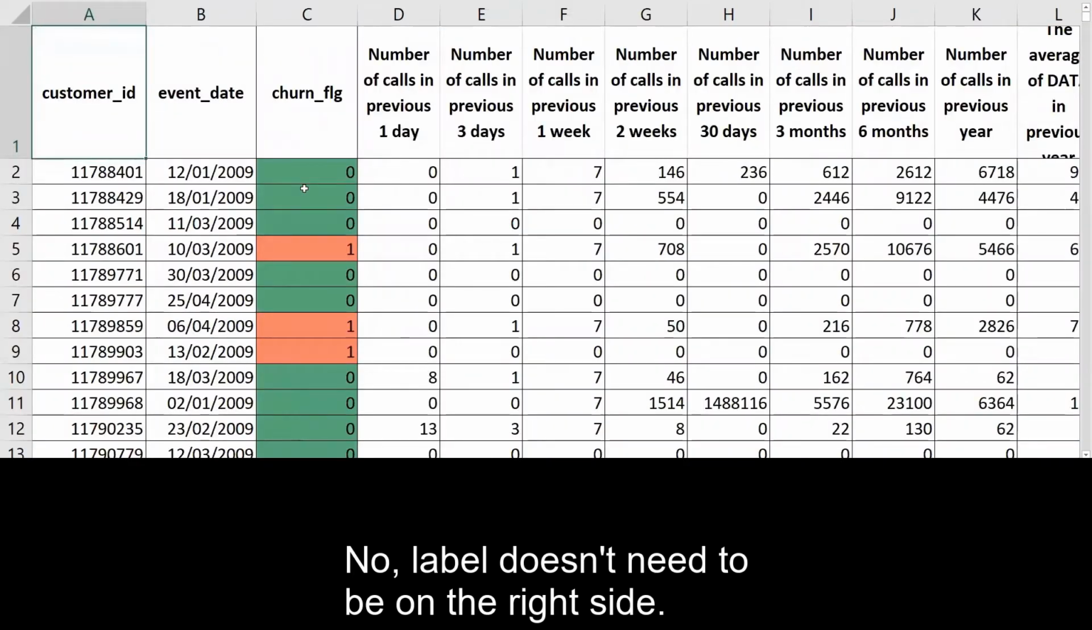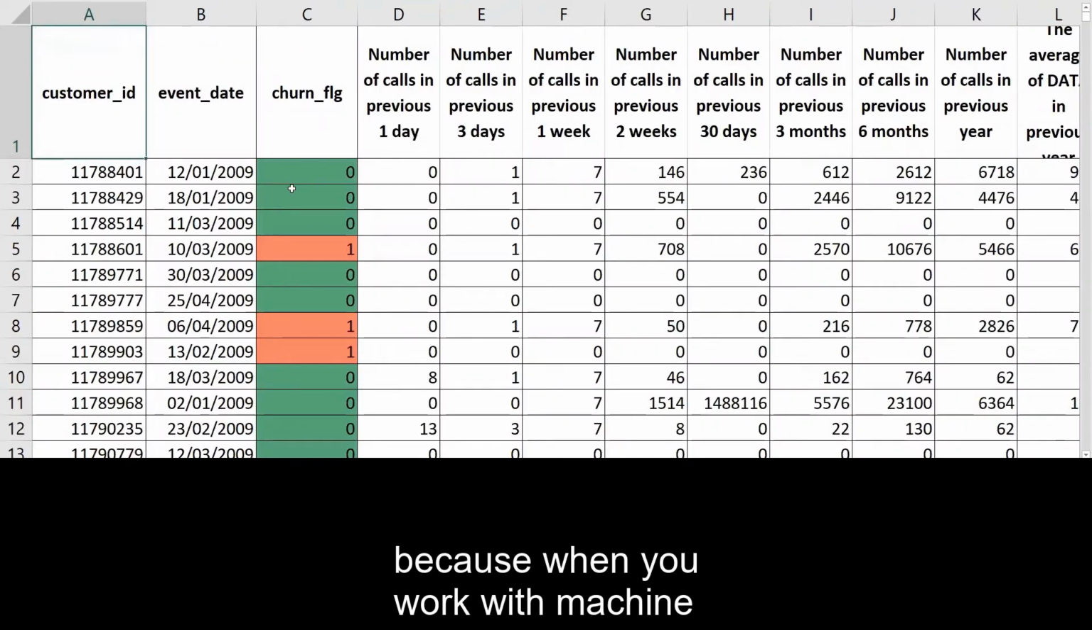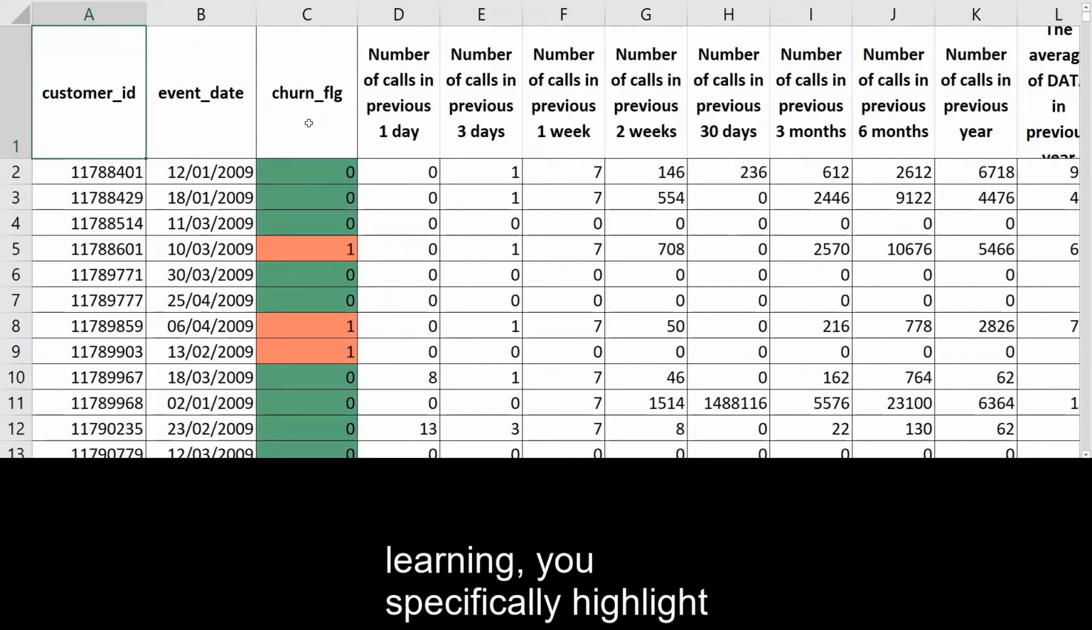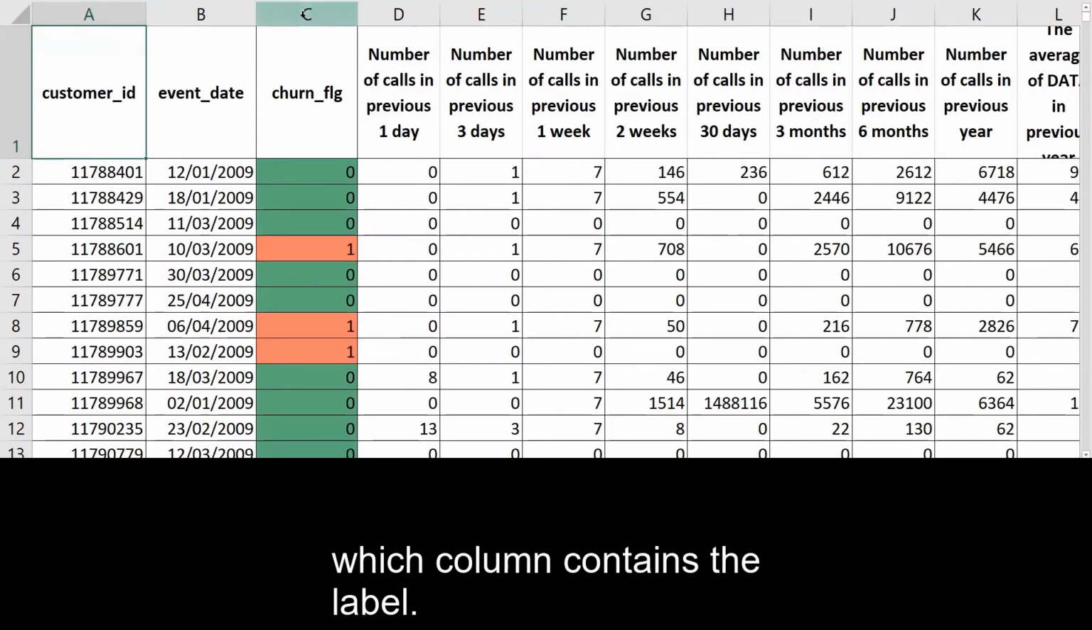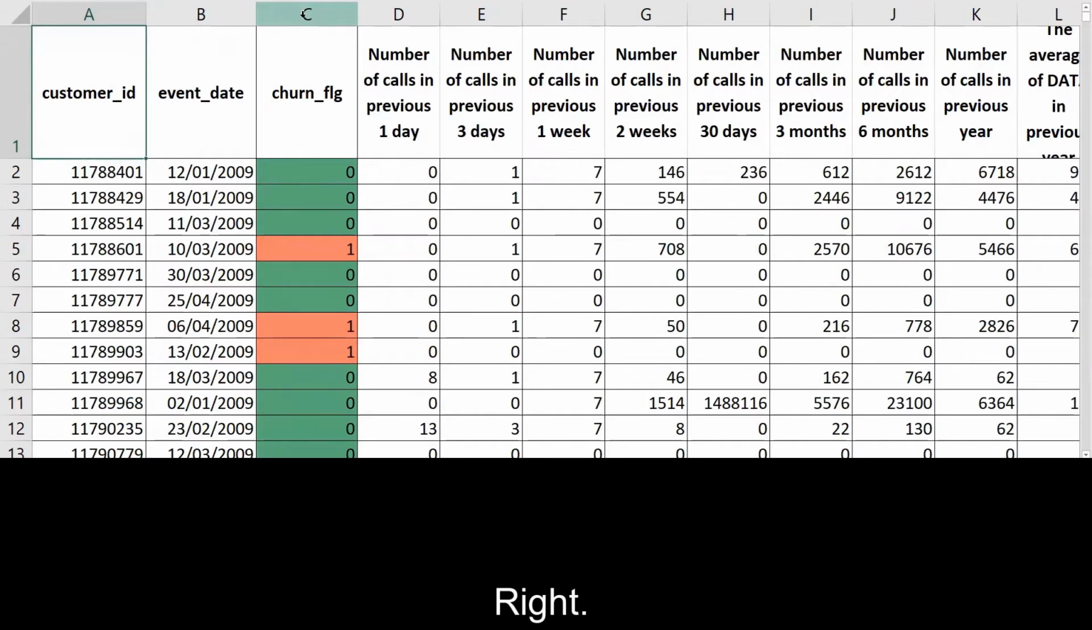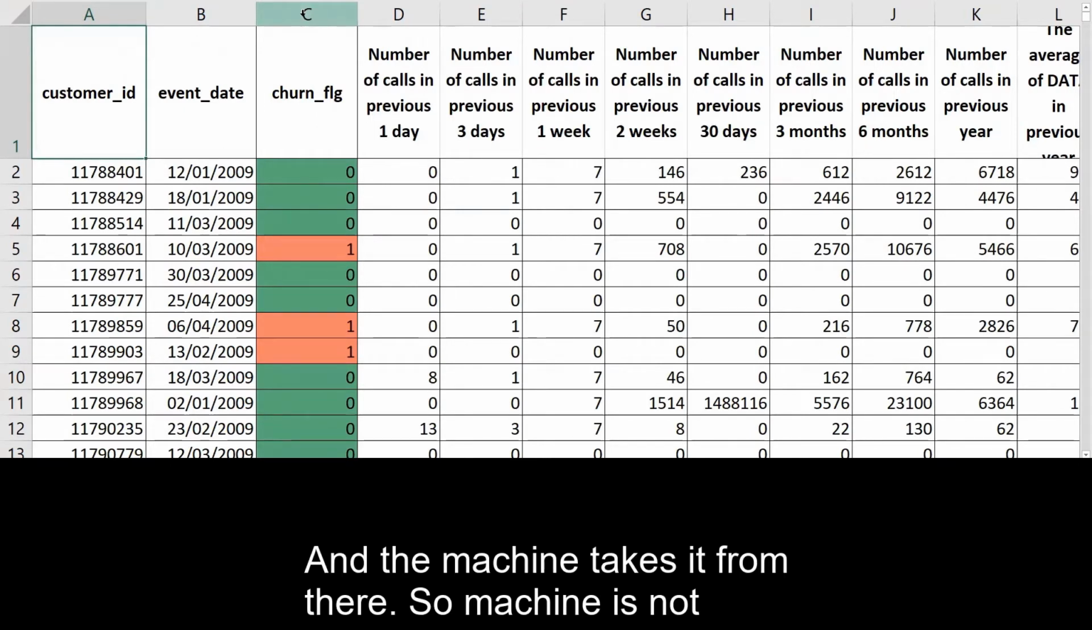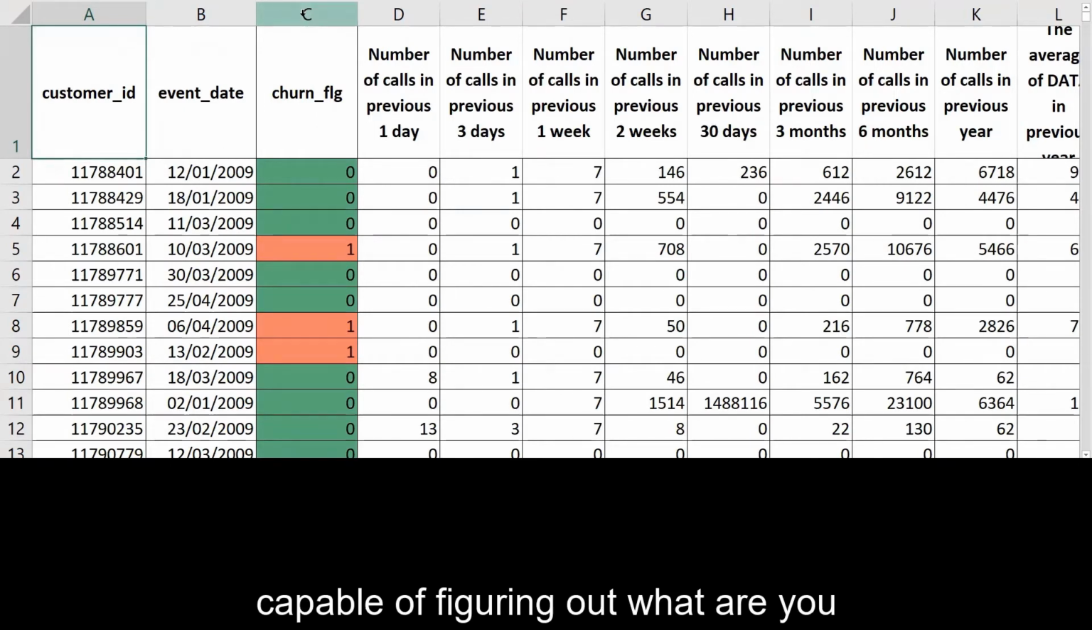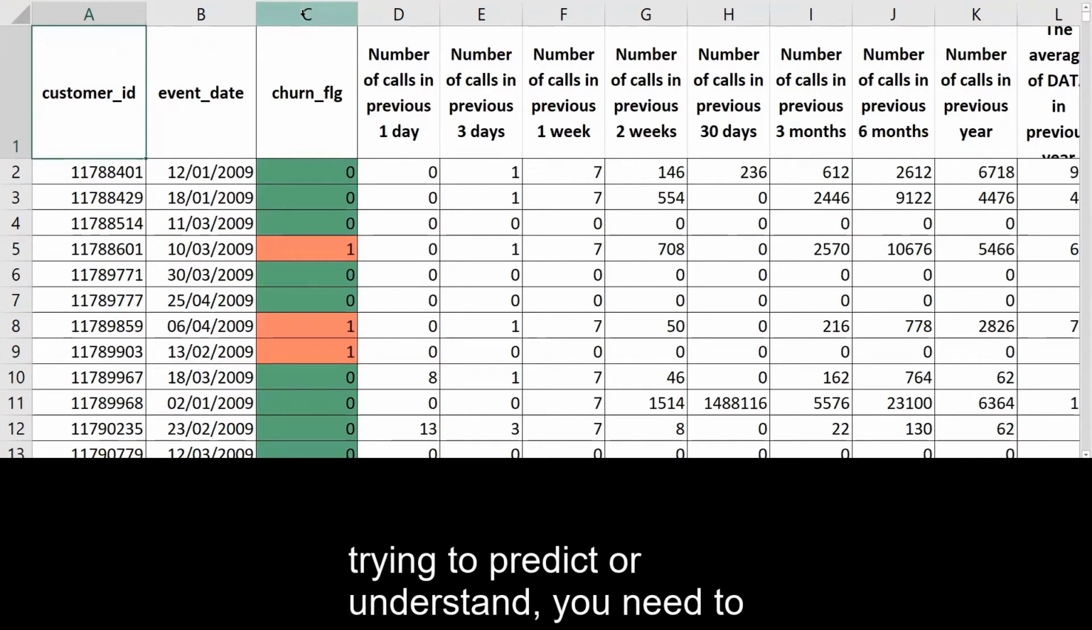No, a label doesn't need to be on the right side. When you work with machine learning, you specifically highlight which column contains the label, and the machine takes it from there. The machine is not capable of figuring out what you are trying to predict or understand. You need to point that out.